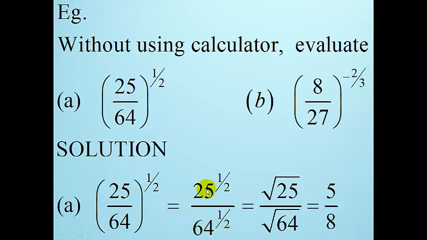Don't forget that we said that a number raised to the power half is the square root of that number. And so 25 raised to the power half is the same as the square root of 25, and 64 raised to the power half is the same as the square root of 64. The square root of 25 equals 5. Square root of 64 equals 8. And so this is equal to 5 divided by 8. So 25 divided by 64 exponent half is equal to 5 divided by 8.